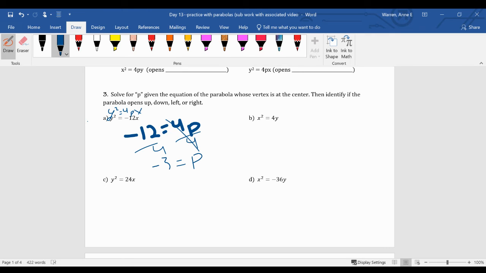Because it is a negative, I know that either means that the distance to the focus is left or down. And because this is y squared equals, I know that parabola would be opening to the right or left. And so this is going to have, which it doesn't ask this here, right? But that tells me that if my vertex is at the center, 3 units to the left of that would be my focus.